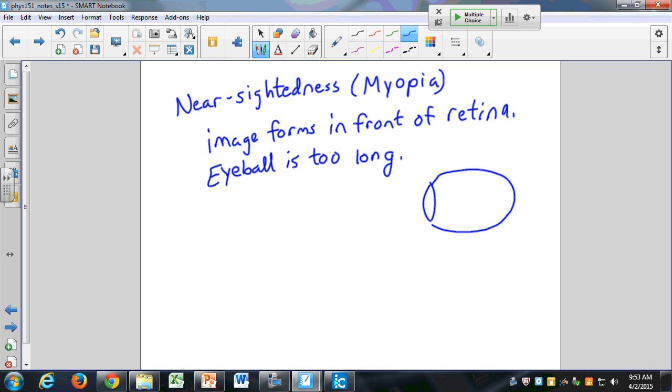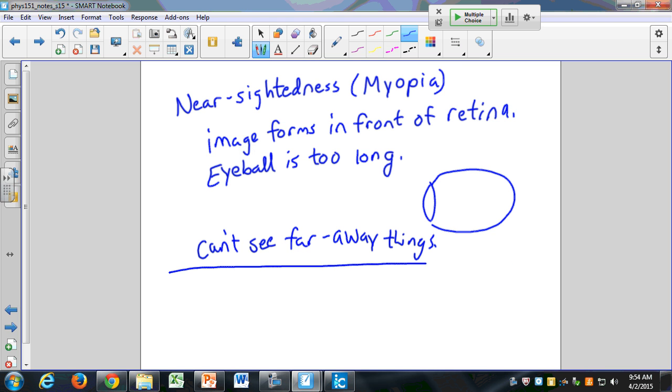So when the image forms, it forms like right here. And so what you get is just a fuzzy image in the back, because those rays cross right here, and then they begin to diverge again, and so you get a real fuzzy image on the back. That's nearsightedness. People that are nearsighted can't see far away things. So the nearsightedness refers to things that they can see. They can see things that are up close, but they cannot see things that are far away. Not very well.